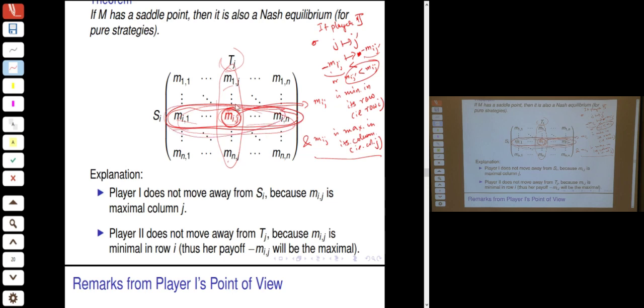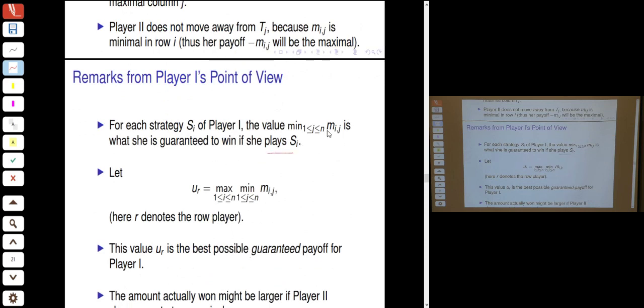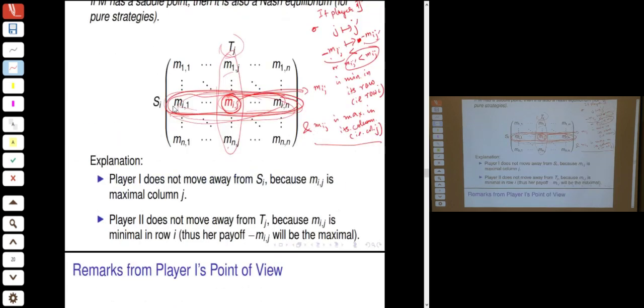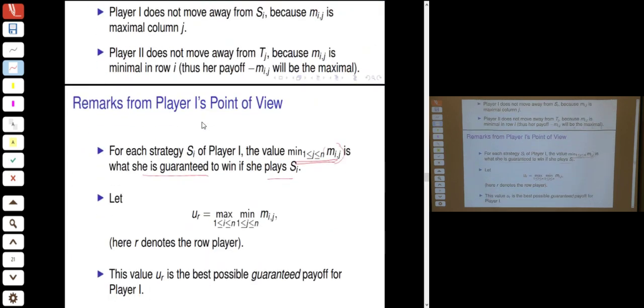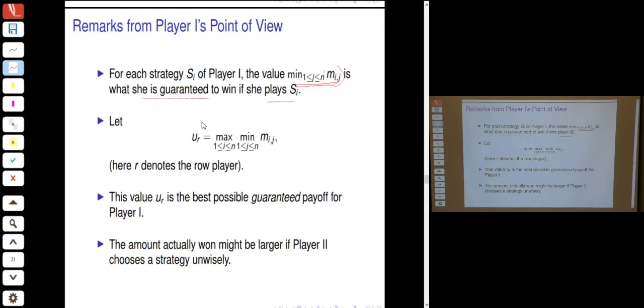So in other words, if player 1 plays strategy SI, then the minimum payoff which is guaranteed to win is the minimum of Mij, where J varies between 1 and n, so J varies over all the numbers in this row. Okay? So the minimum over J of Mij is the lowest guaranteed profit or payoff which player 1 can hope to win if she plays strategy SI.